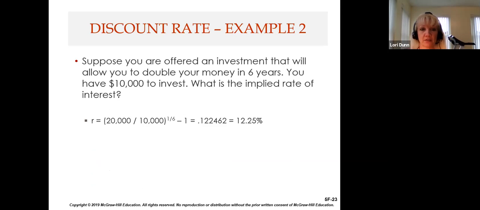Here's another one. Suppose you are offered an investment that will allow you to double your money in 6 years. You have $10,000 to invest. What is the implied rate of interest? So you know your present value is $10,000. You know your future value. It's double that. It says you're going to double your money, so $20,000. And you know it'll take 6 years. So your T is 6 years.